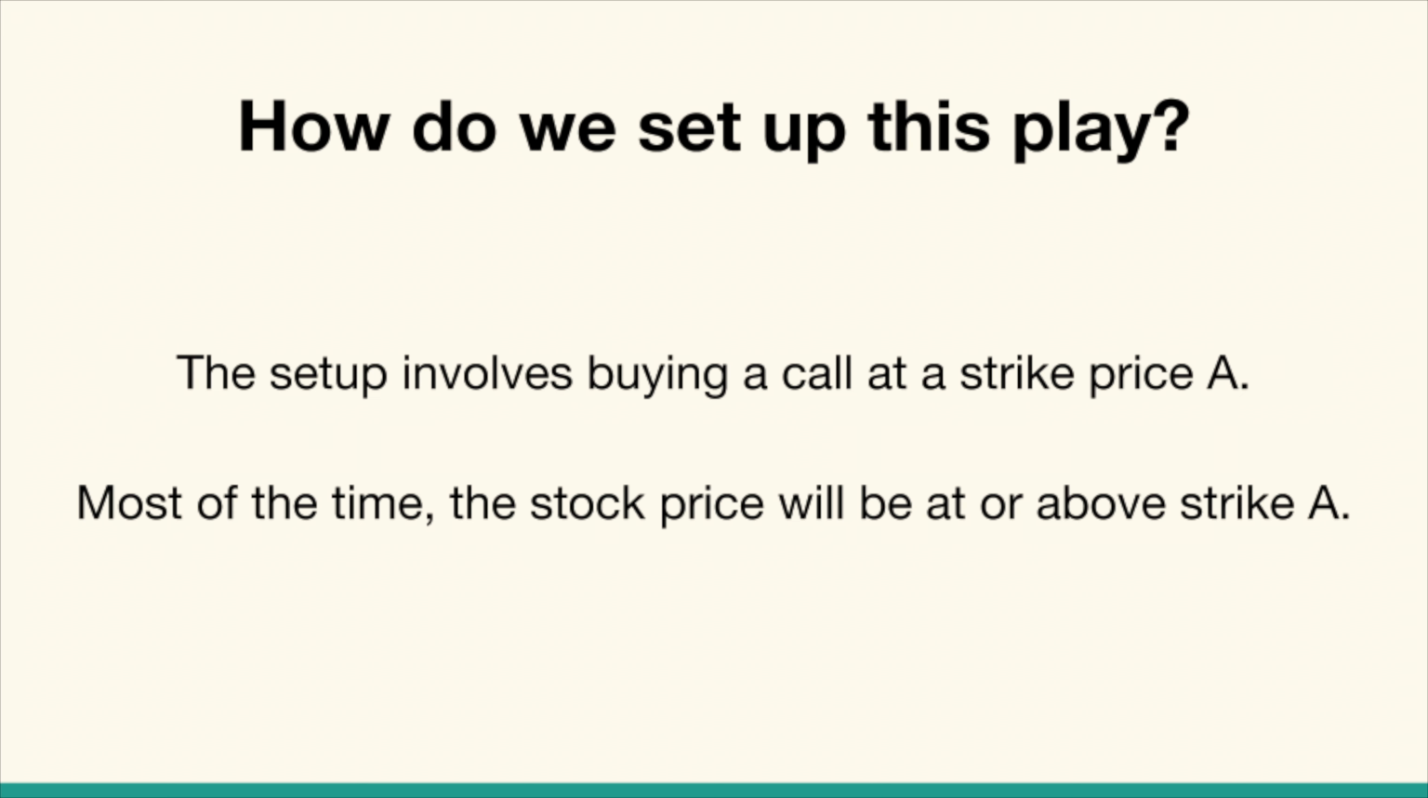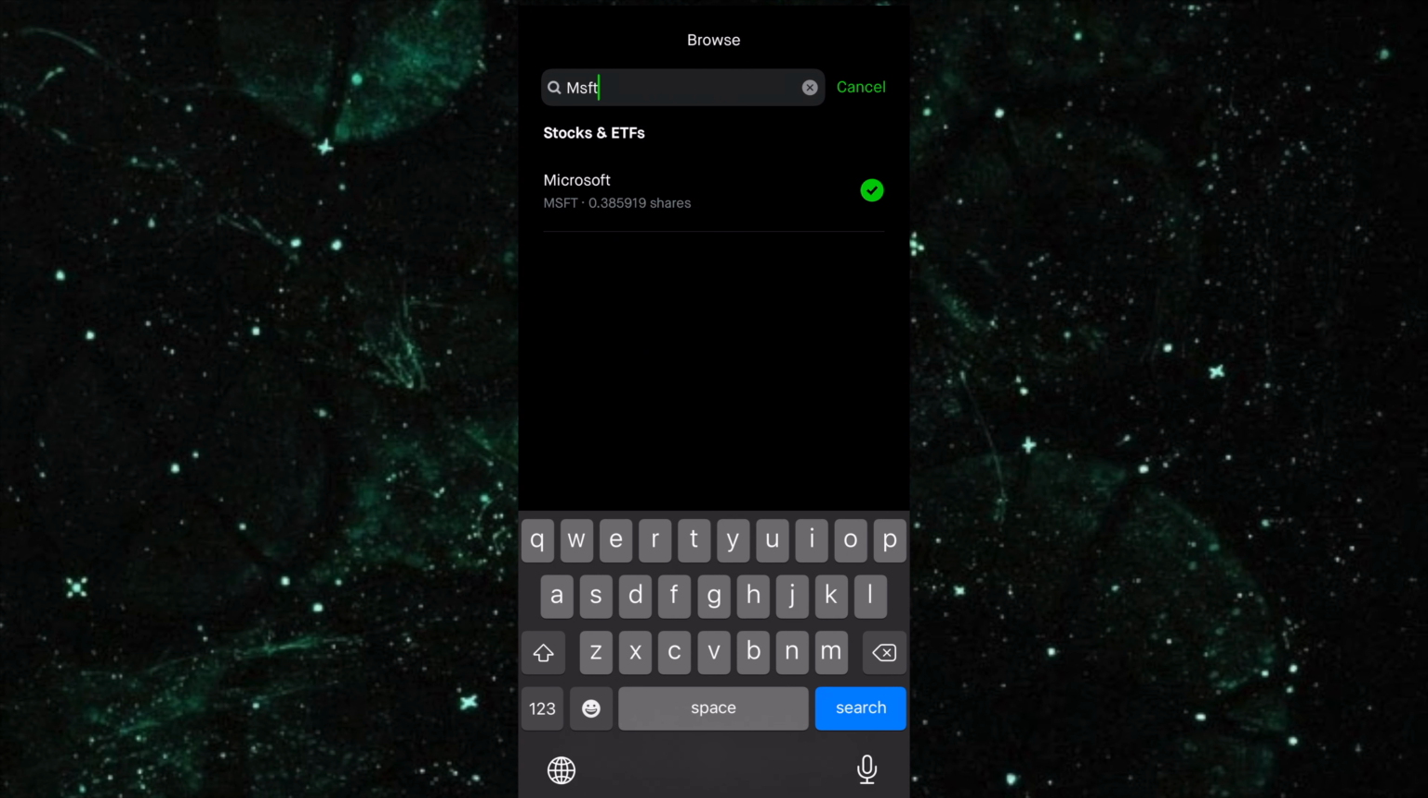How do we set up this play? The setup involves buying a call at a strike price A most of the time. The stock price will be at or above strike A, so let's go ahead and pick our stock on Robinhood. For this example, I will be using Microsoft.